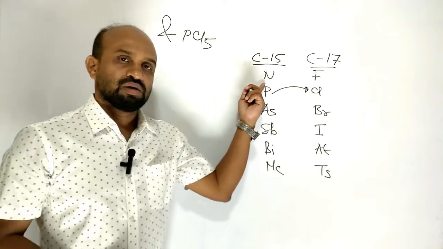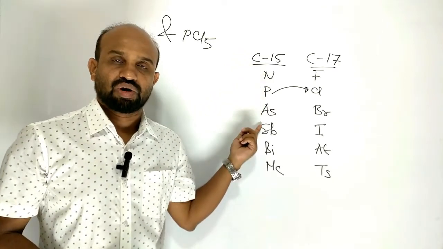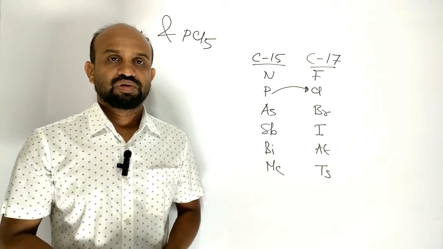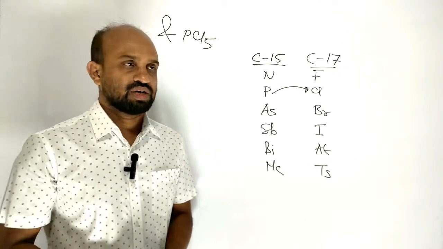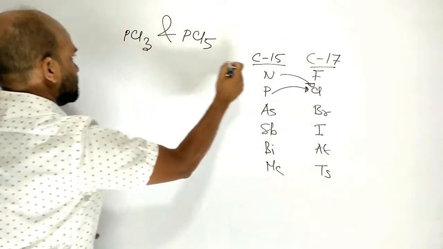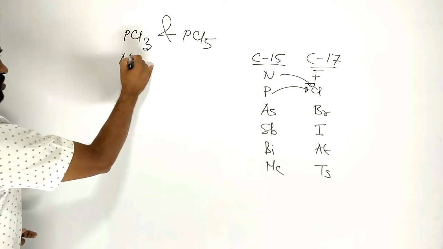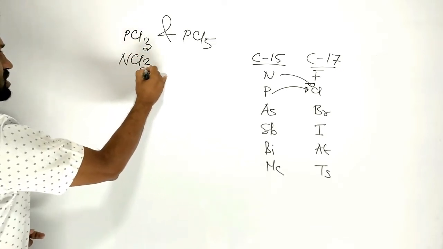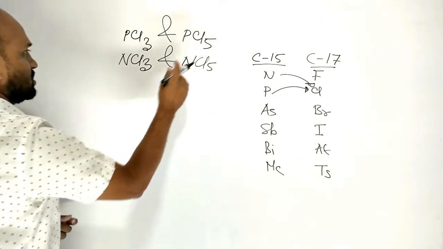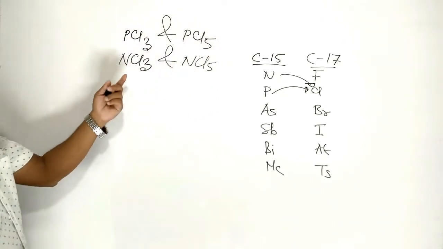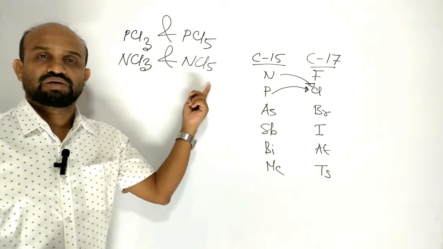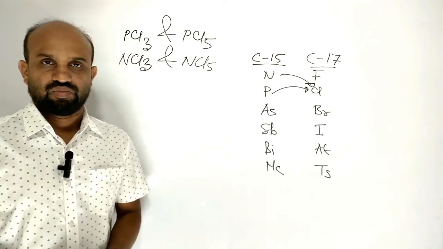As nitrogen belongs to the same column, nitrogen is supposed to form similar types of compounds like this. Nitrogen with chlorine is supposed to form nitrogen trichloride and nitrogen pentachloride, but actually nitrogen trichloride is formed, but nitrogen pentachloride is not formed.